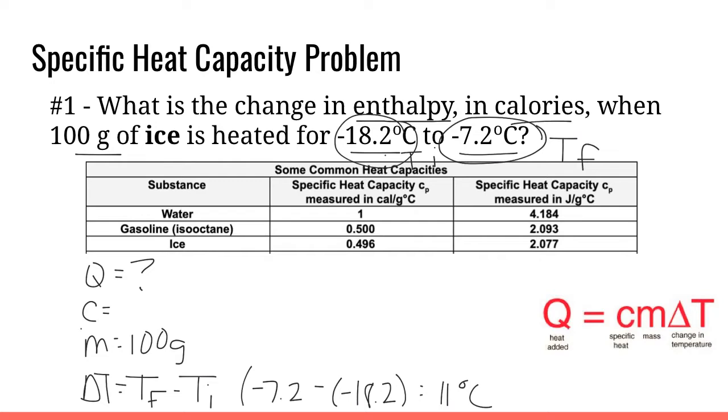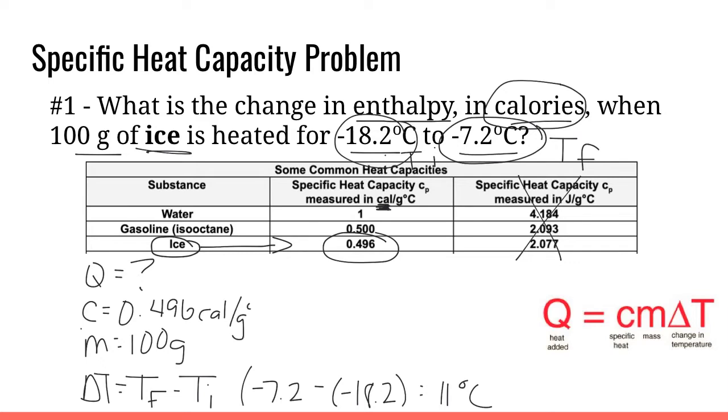So to figure out C, I know that I'm looking for calories, and I'm looking for ice. So I'm going to go into the row that has ice, and into the column that has calories, not joules. So we're going to go right here, 0.496, and that's going to be calories per gram degrees Celsius.